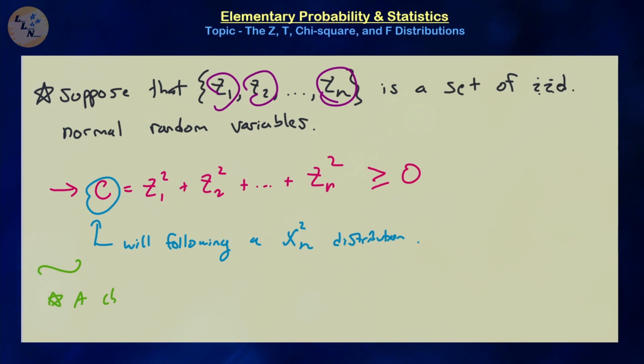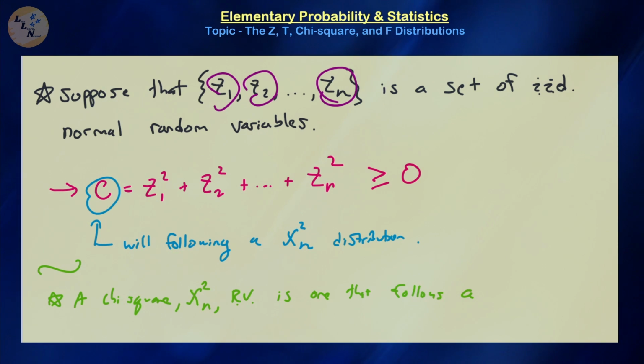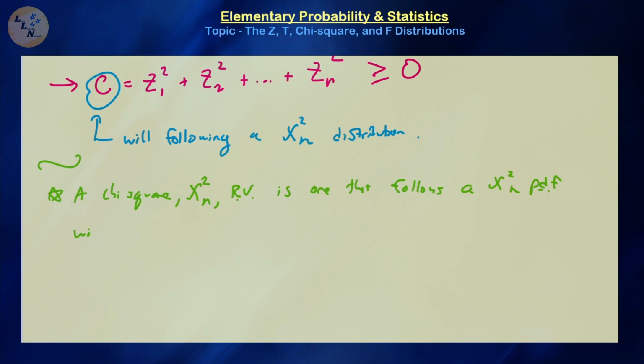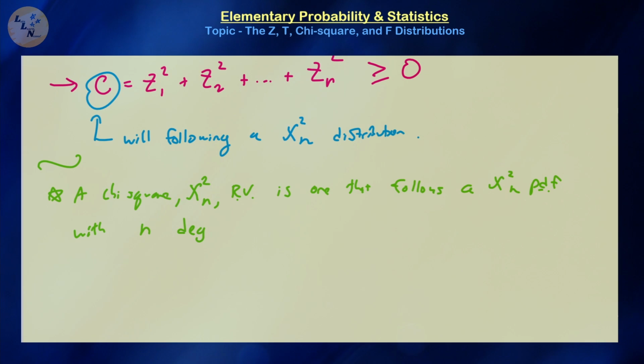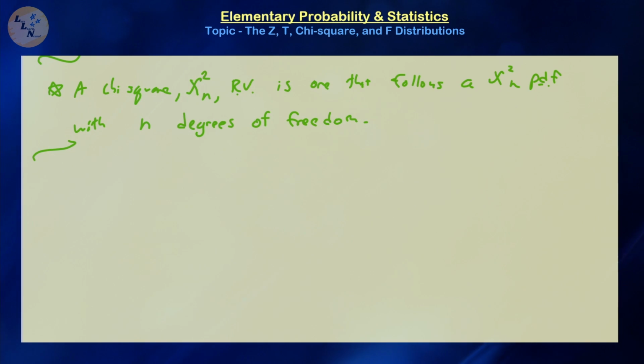So this chi-square n distribution talks about chi-squared random variables. A chi-square random variable, which we usually represent as a chi-square n random variable, is one that follows a chi-square distribution with n degrees of freedom. Okay, so let's just look at the distribution of this just in case you were curious.